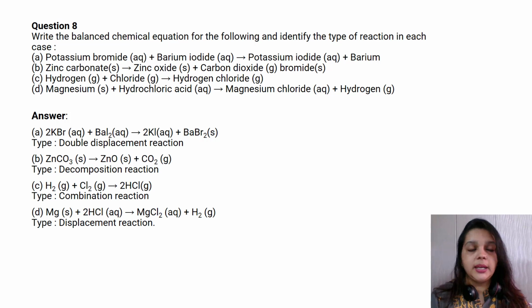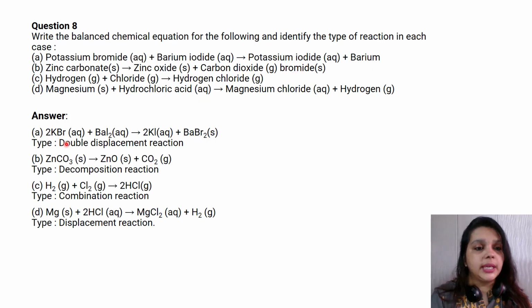Question number 8. Write the balanced chemical equation for the following and identify the type of reaction in each case. Potassium bromide KBr plus barium iodide BaI2 gives us potassium iodide KI and barium bromide BaBr2. So let us look at the reaction first. KBr, BaI2, I get KI: K moves with I and Ba moves with Br. There's a double displacement reaction happening here.